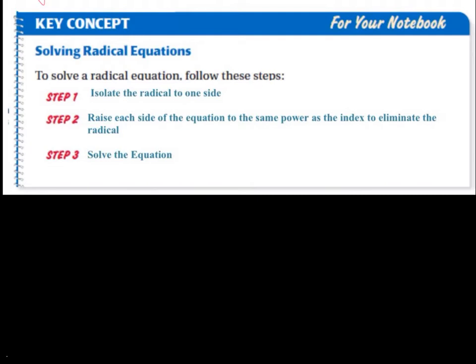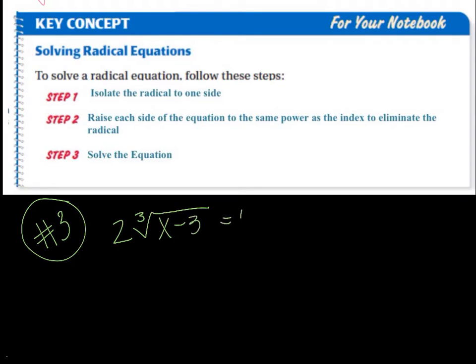So let's take a look at those first three, and let's actually do number 3. So example 3 says 2 times the cubed root of x minus 3 equals 4. So divide by 2. Cubed root of x minus 3 equals 2. So we got that cubed root radical by itself.